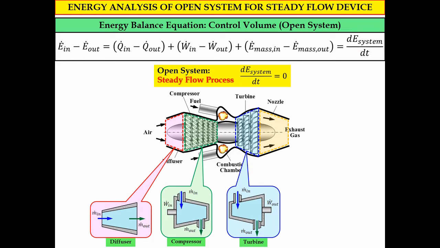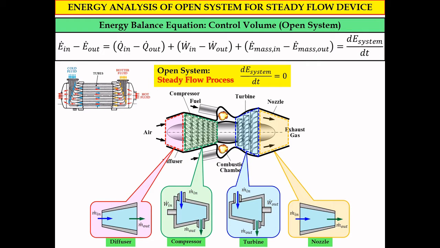Next, another component involved in the gas turbine engine is the nozzle. The nozzle is quite similar in shape to the diffuser. The difference is that the cross-section area at the inlet is bigger compared to the cross-section area at the outlet for the nozzle. So we have mass flow rate in and also mass flow rate out for the nozzle.